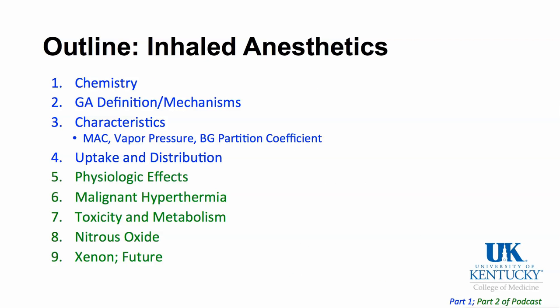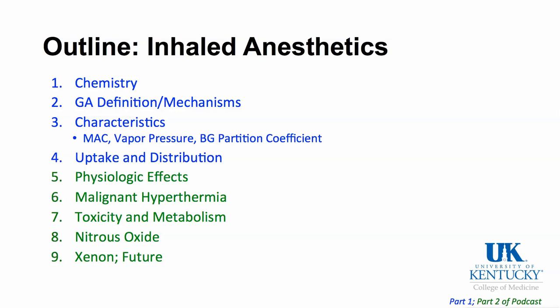So as an outline, as we start, blue represents part one, green represents part two of this two-part series. We'll talk about chemistry, define what general anesthesia is, and some understandings, especially our current understanding of what general anesthesia is and how it occurs.